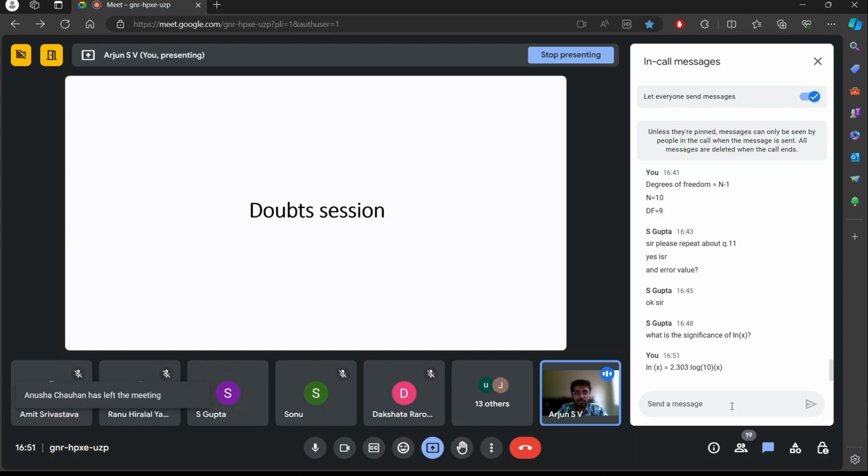Many people won't know this formula, but in your scientific calculators, in your computer calculators, you will also have this ln option as well. Right, sir. Thank you, sir. Thank you a lot.